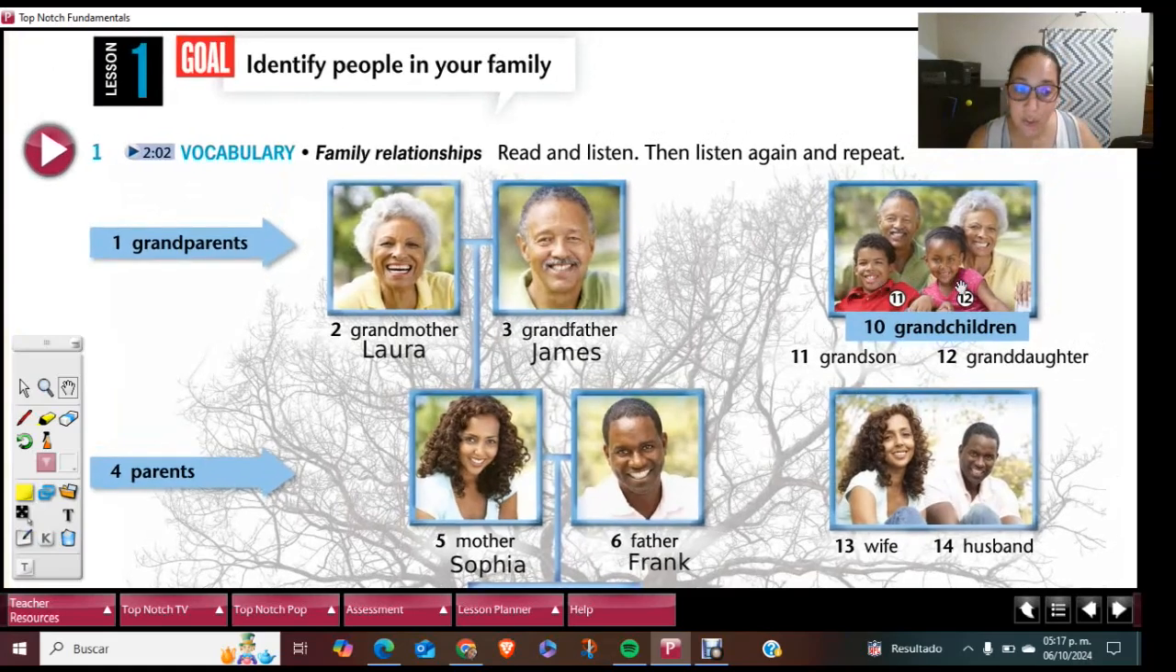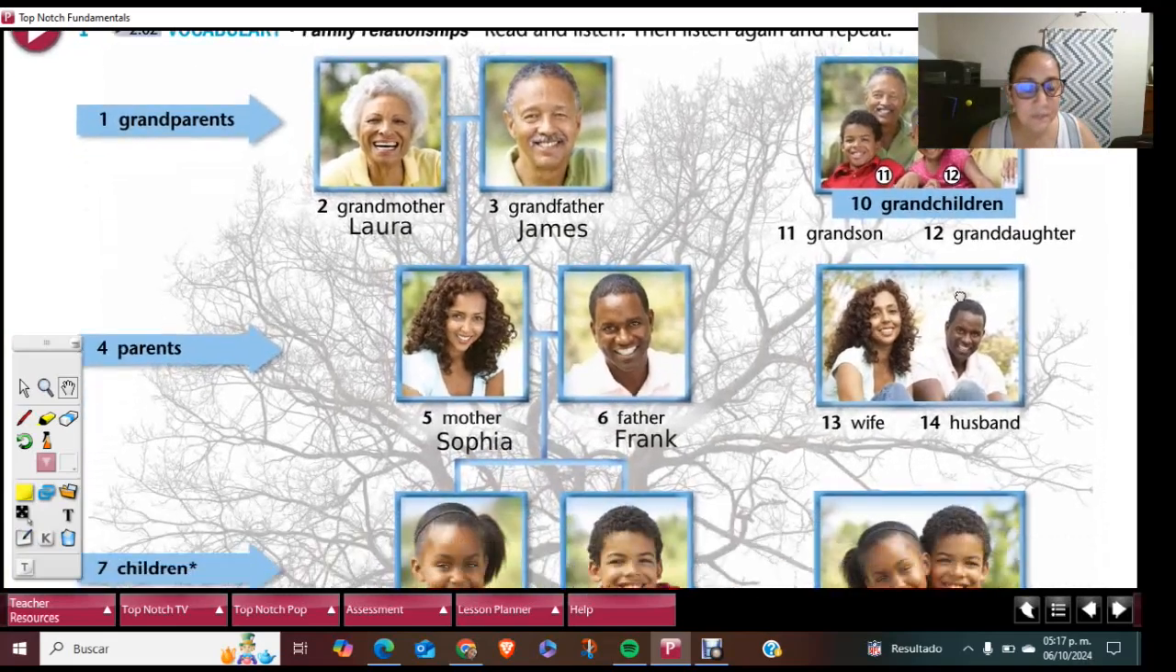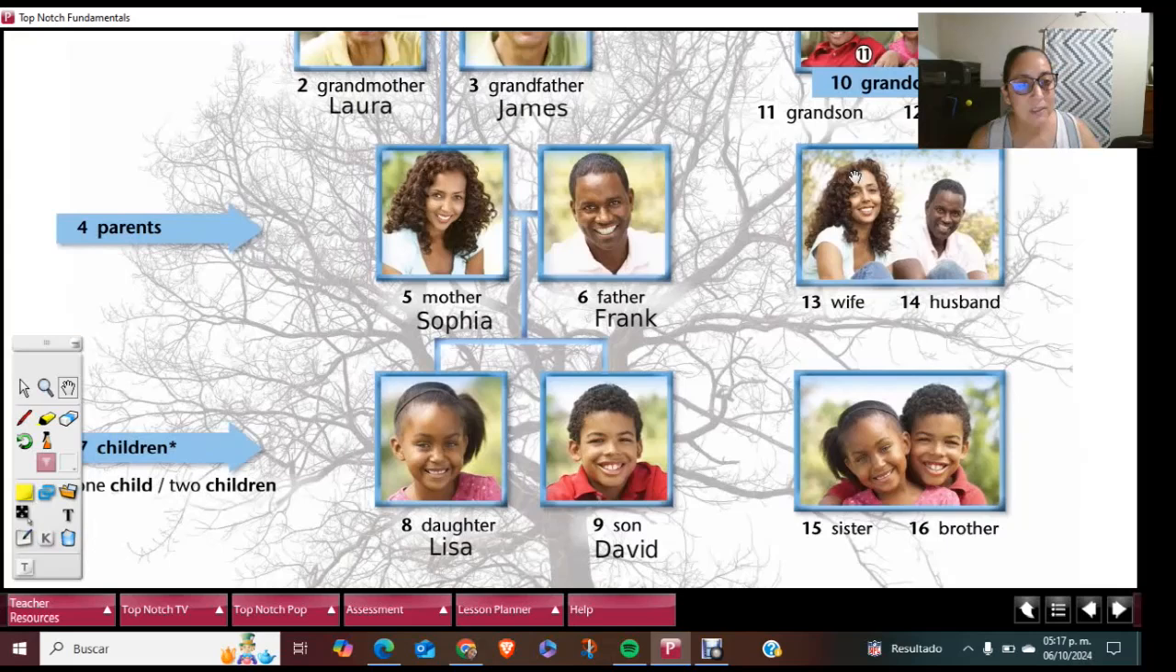David and Lisa are the grandchildren. David is her grandson, and Lisa is her granddaughter. Sophia is his wife, and Frank is her husband. Lisa is David's sister, and David is Lisa's brother.